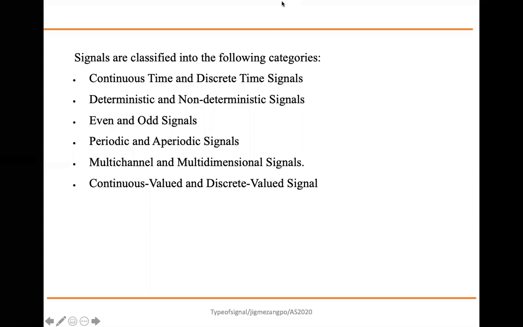Okay, I know you have studied different types of signals in the module Signals and Systems. So we will briefly look into what you have studied in the previous semester. Signals are classified into the following categories: continuous time and discrete time signals, deterministic and non-deterministic signals, even and odd signals, periodic and aperiodic signals, multi-channel and multi-dimensional signals, continuous valued and discrete valued signals.